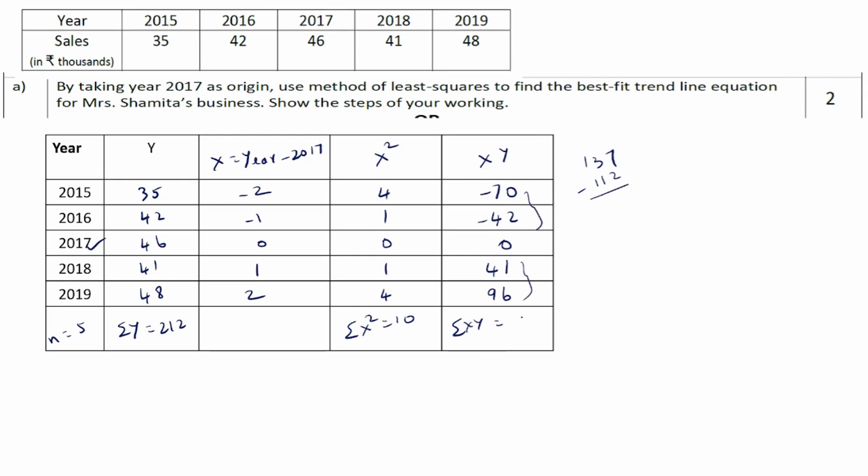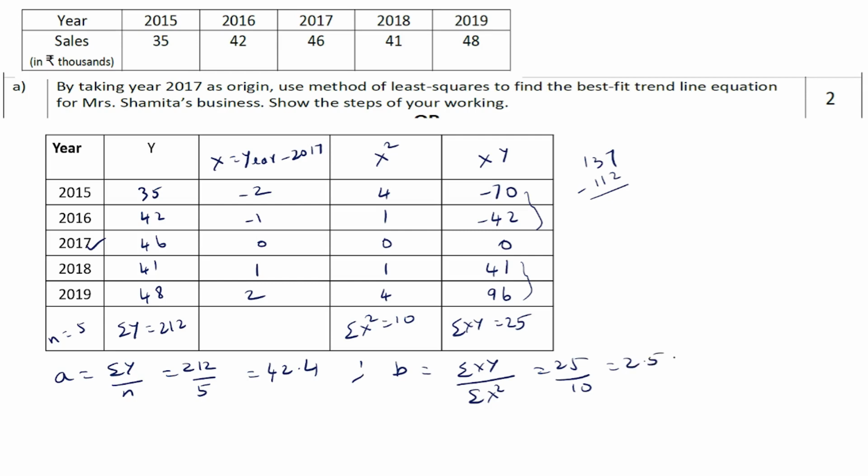So this is 25. So summation xy is 25. Now we have a equal to summation y by n. So it is 212 by 5, which is 42.4. Then we have b. b is summation xy by summation x square. It is 25 by 10, which is 2.5.